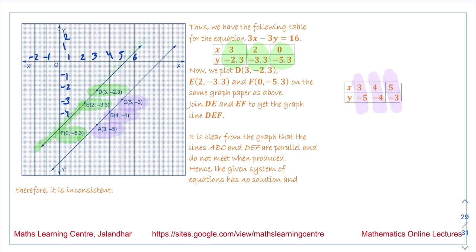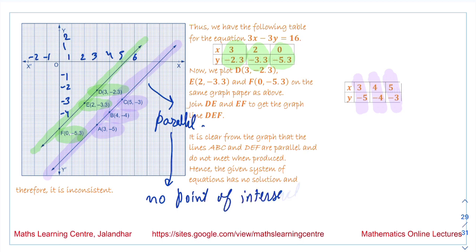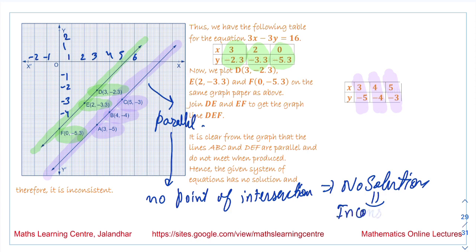When you join these points, you will obtain a line over here. When you join these points, you will obtain a line over here. And again, both these lines are parallel to each other. They have no point of intersection. It means they have no solution, and no solution is also called inconsistent. And this is what we have to prove, that the given system of linear equations has no solution, that is, they are inconsistent.